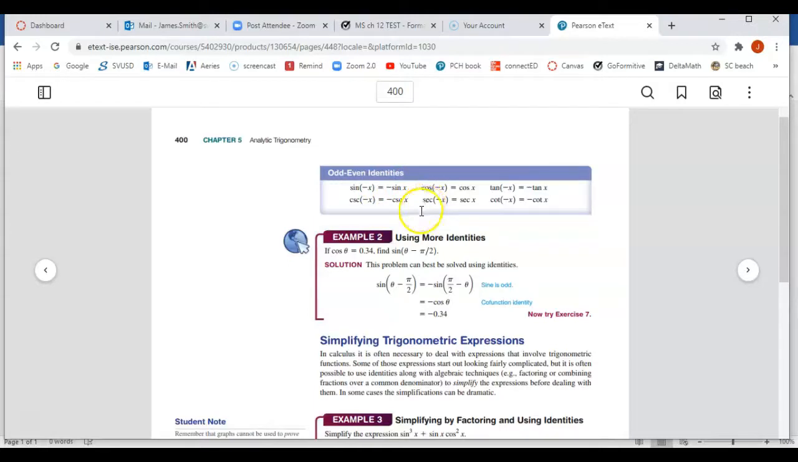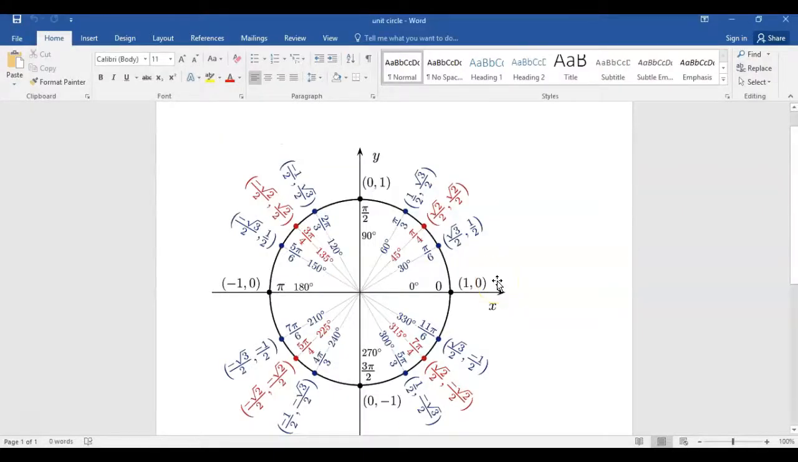The even ones, again, are the ones where if I replace x with negative x, there's no change. So if you look at the cosine value on this one, if I replace x with negative x, my answer is still positive. And so I know cosine values are an even function. So here's how that works with a cosine value. If I said, what's the cosine of 30 degrees? It would be positive radical 3 over 2. Well, if I replace 30 with negative 30, so what's the cosine of negative 30 degrees? It is still positive radical 3 over 2. So you can see there was no sign change, and that's why it's an even function.